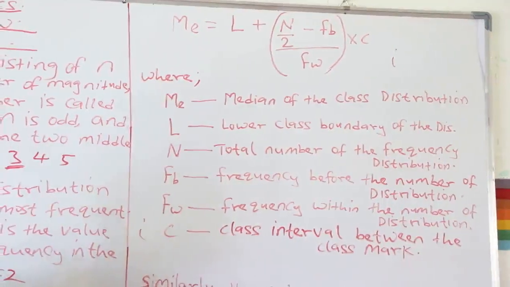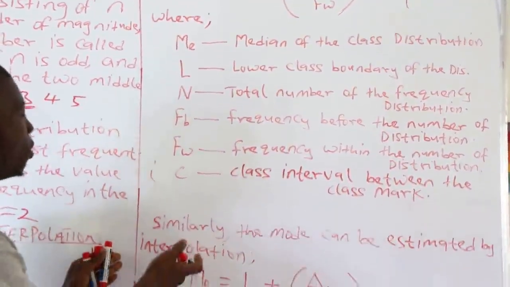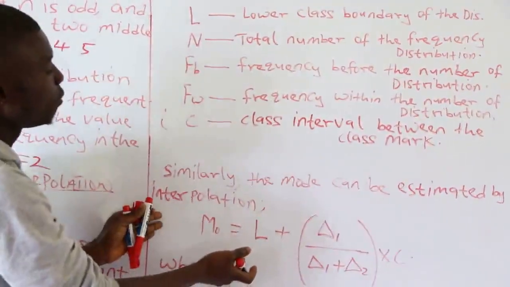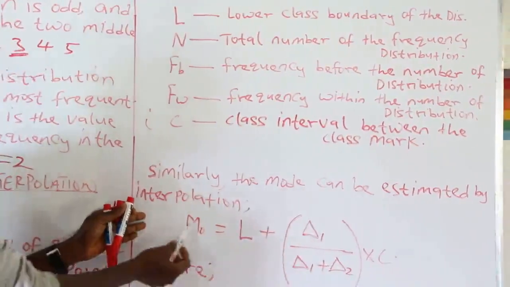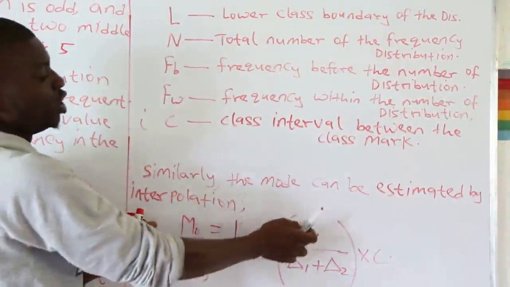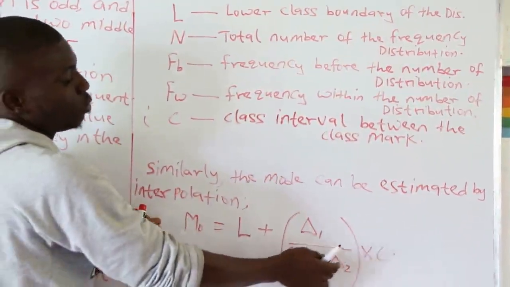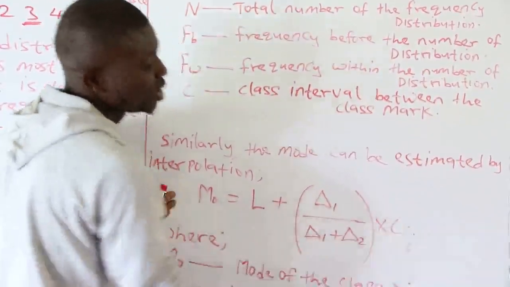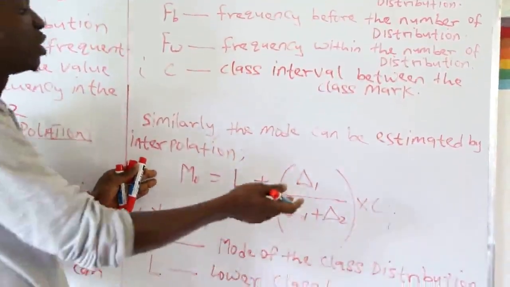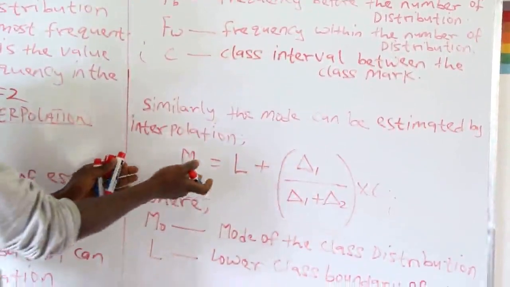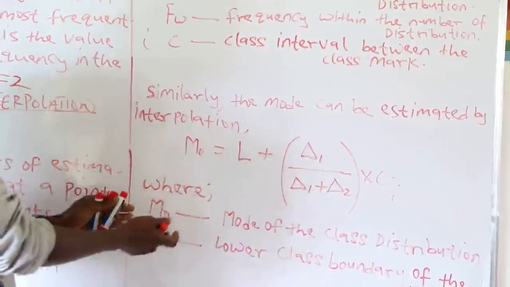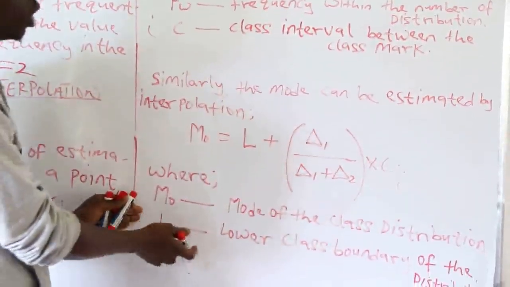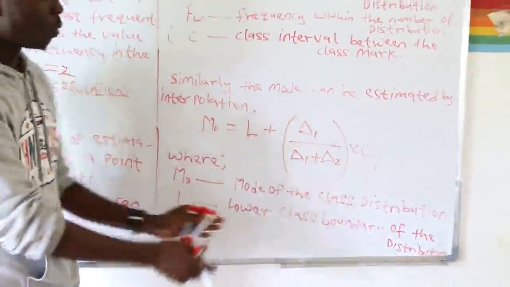Now, similarly, the mode can be estimated by interpolation. This is the formula for median interpolation, while this is the formula for mode interpolation: MO equals L plus delta 1 over (delta 1 plus delta 2), times C. Don't forget I said you may see C and you may see h. It's an ordinary alphabet, they mean the same thing. So this is our formula for mode interpolation, where MO means mode of the class distribution, and our L means lower class boundary of the distribution.